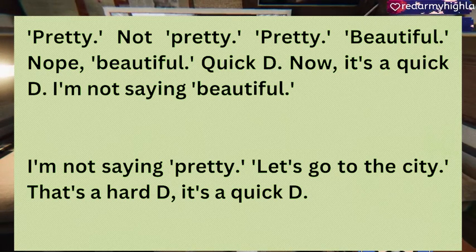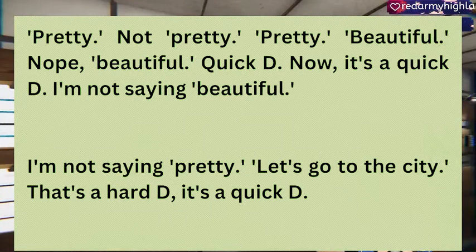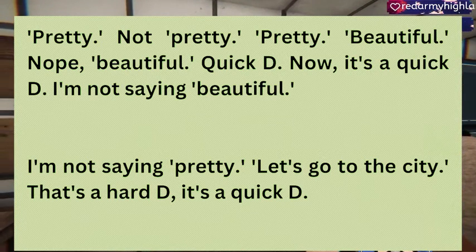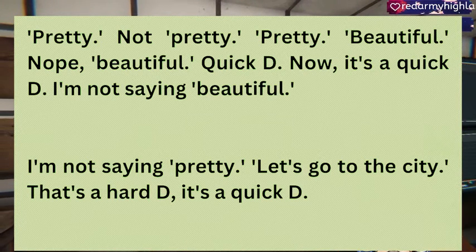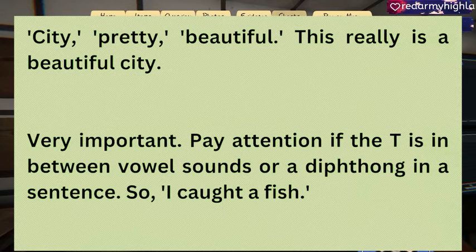Pretty, not pretty. Pretty. Beautiful. Nope, beautiful. Quick D. I'm not saying beautiful. I'm not saying pretty. Let's go to the city. That's a hard D. It's a quick D. City. Pretty. Beautiful. This really is a beautiful city. Very important. Pay attention if the T is in between vowel sounds or a diphthong in a sentence.